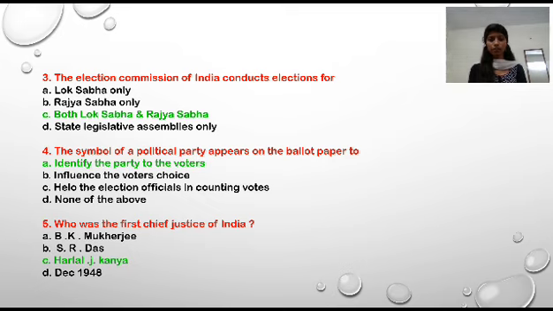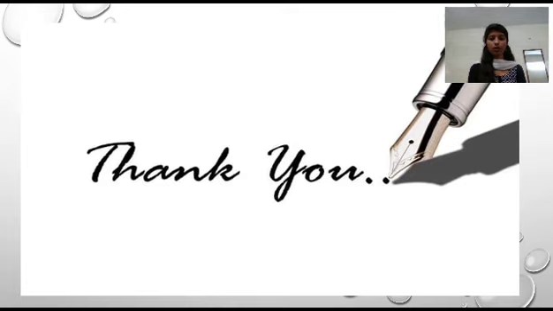The fourth question is, the symbol of the political party appears on the ballot paper to. Options are identify the party to the voters, influence the voters' choice, help the election officials in counting votes, none of the above. The symbol of the political party appears on the ballot paper to identify the party to the voters. And the fifth question is, who was the first Chief Justice of India? Options are B.K. Mukherjee, S.R. Das, Harilal J. Kania and December 1948. So Harilal J. Kania is the first Chief Justice of India. So these are all the important questions about the Indian Constitution.